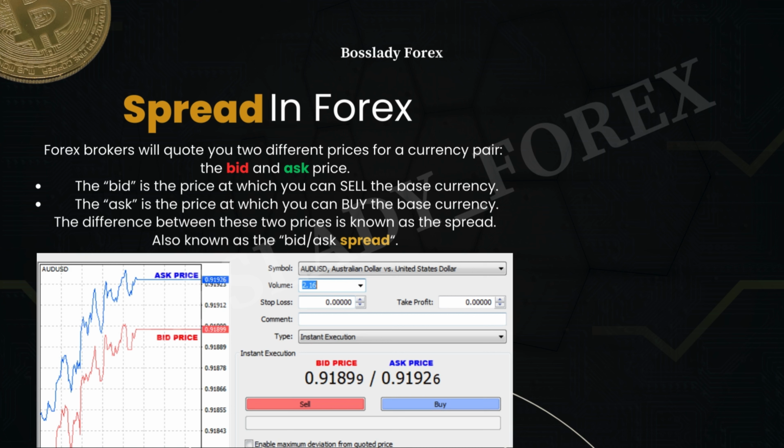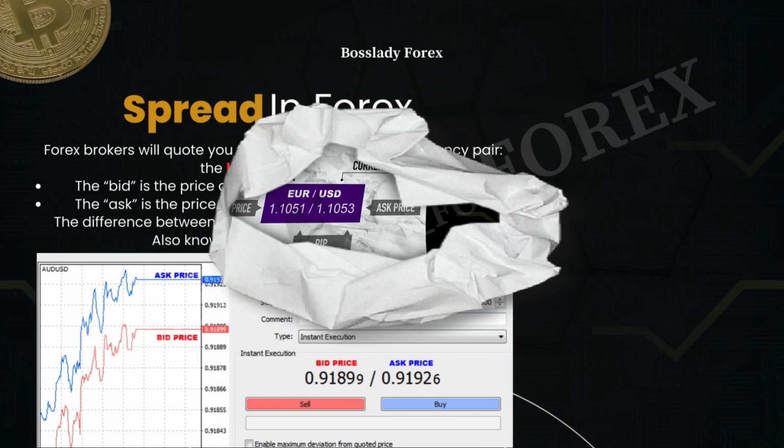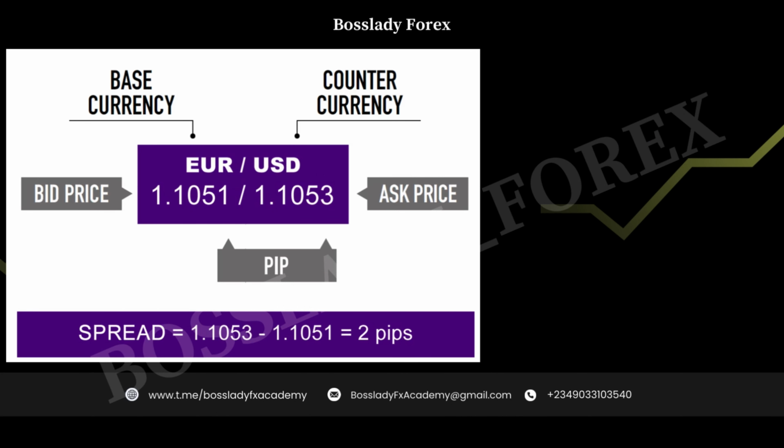Now, let's give an instance. In the pictorial example here, the 0.9189 and the 0.9192 is about 3 spread. If you add 3 to 0.9189, it's going to give you 0.9192. You understand? So the spread is the difference between the bid and the ask, the number of pip movements during that period. If you move from a 3-digit number or 4-digit number or 5-digit number, that is called a spread. In my example here, the spread between 1.105 to 1.1051 is called 2 pips. That 2 pips is called a spread.